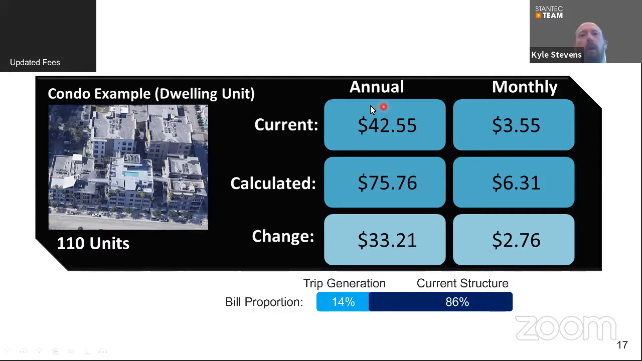If I go to my next example, this is a Midrise example. Its fee currently is about $42.55 on a per unit basis. And as I mentioned before, it doesn't necessarily come on an individual basis right now. Most condominiums, it's coming on a centralized utility account and then being spread out to the units on an HOA or an association type fee. The new updated assessment, $75.76 in this case, that's a change of $33.21.